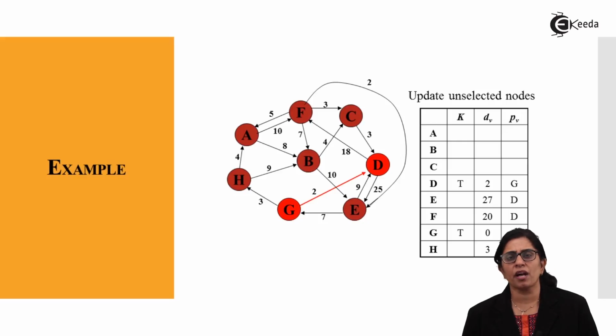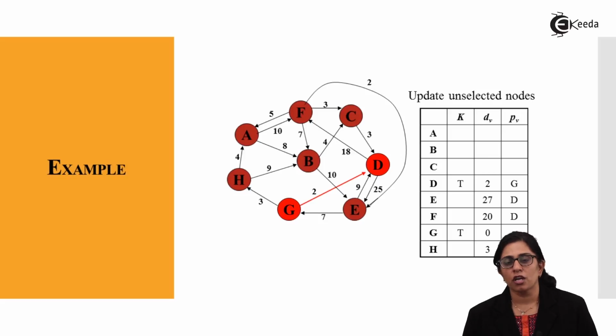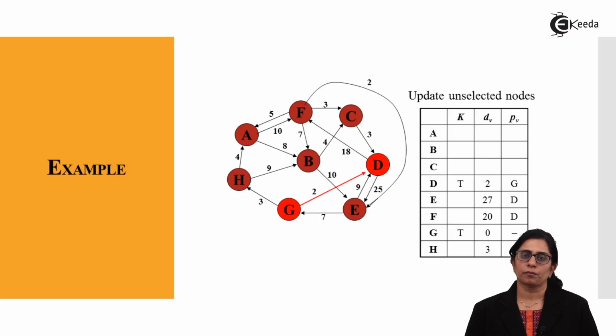And the same thing applies when I travel from D to E. As the weight assigned to the edge D to E is 25, but I've already travelled the weight from G to D, which is 2, so 25 plus 2. So the weight assigned to reach the destination E is 27. And the previous vertex from where it is travelled is D.